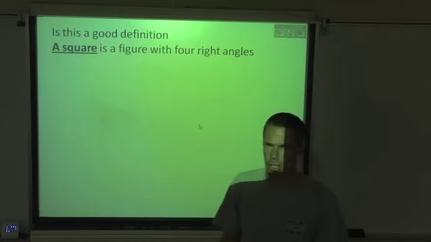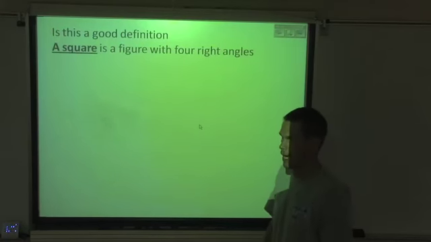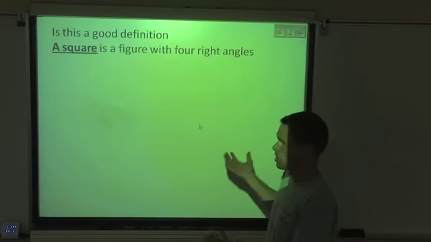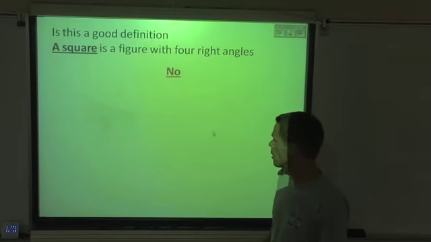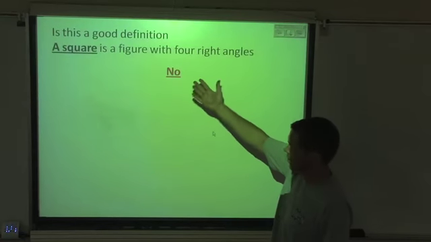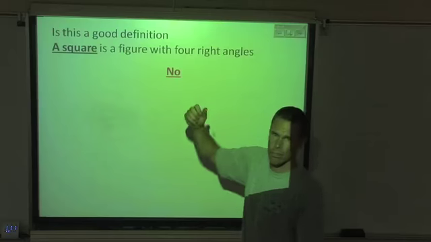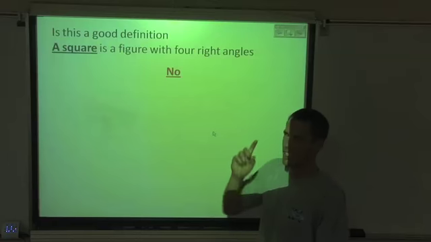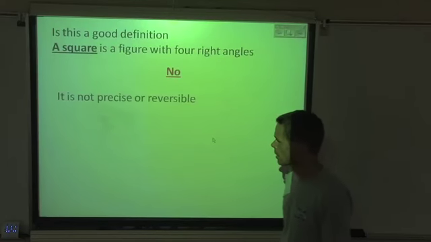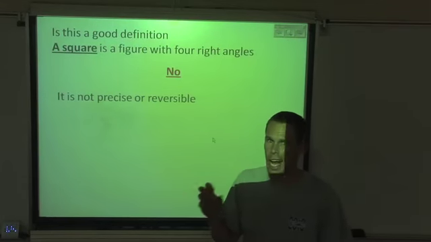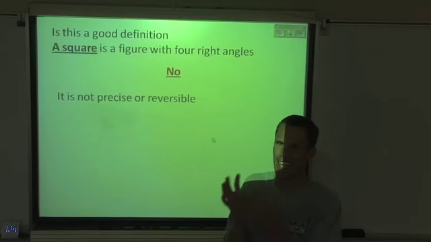Is this a good definition? A square is a figure with four right angles. All squares have four right angles, so it seems to be a good start. But the answer is no. This is not a good definition. It's relatively clear. Square, four right angles, nothing confusing there. It's precise, it's short, it's to the point, but it's definitely not reversible. And in terms of precision, we know that a square has more than just four right angles. So we're not talking about precisely what a square is.